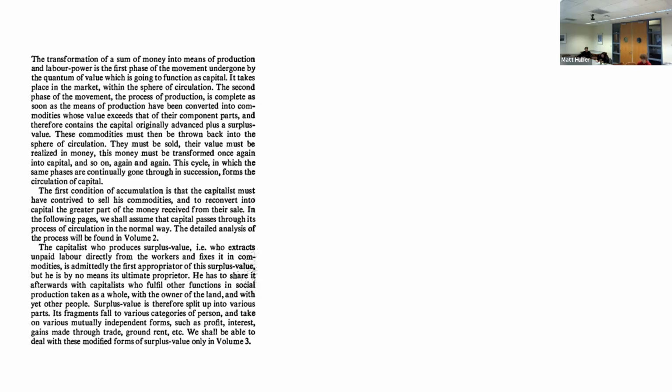And this is the key. "The capitalist who produces surplus value, who extracts unpaid labor directly from the workers and fixes it in the commodities, is admittedly the first appropriator of this surplus value, but he by no means is its ultimate proprietor. He has to share it afterwards with capitalists who fulfill other functions in social production taken as a whole, with the owner of the land, and with yet other people. Surplus value is therefore split up into various parts. Its fragments fall to various categories of persons and take on various mutually independent forms, such as profit, interest, gains made through trade, ground rent. We shall be able to deal with those modified forms of surplus value only in volume 3."